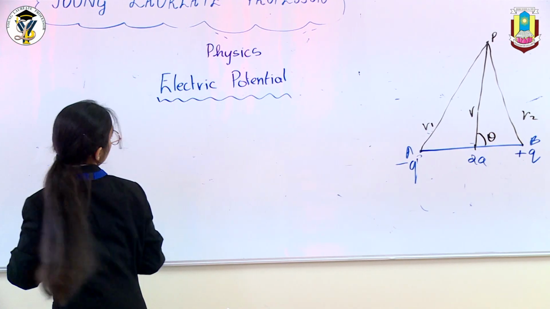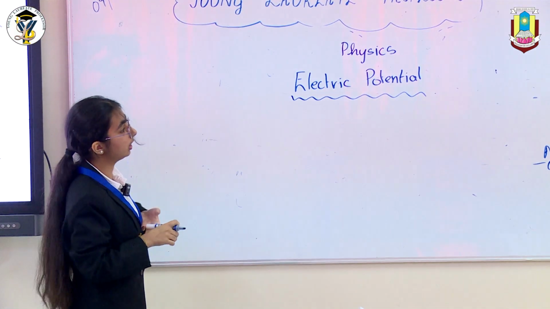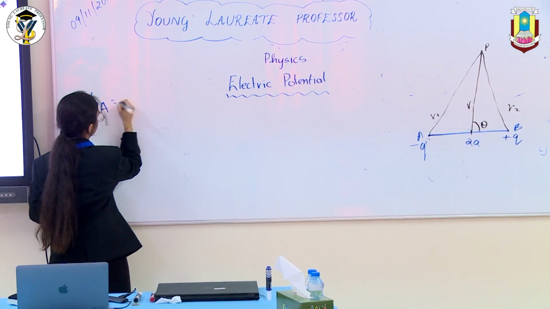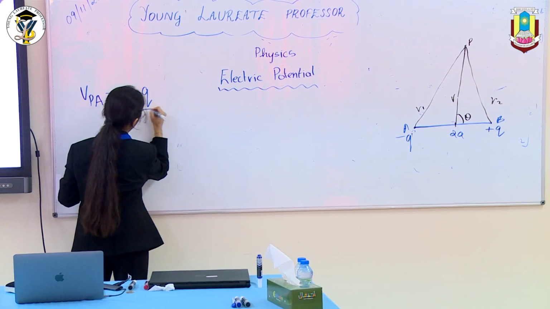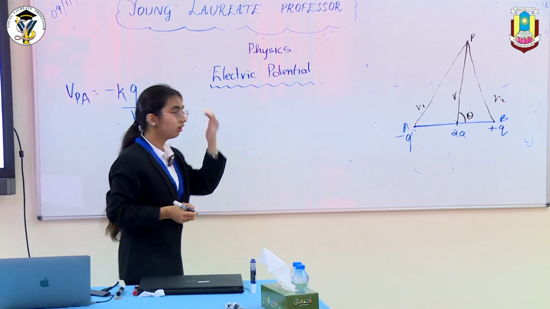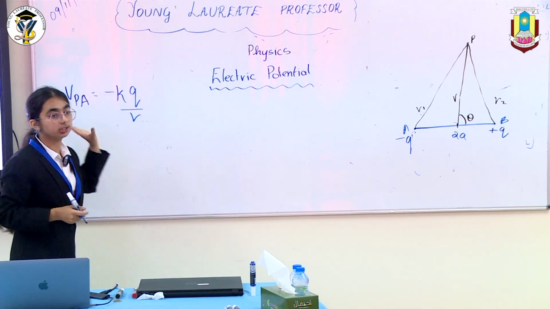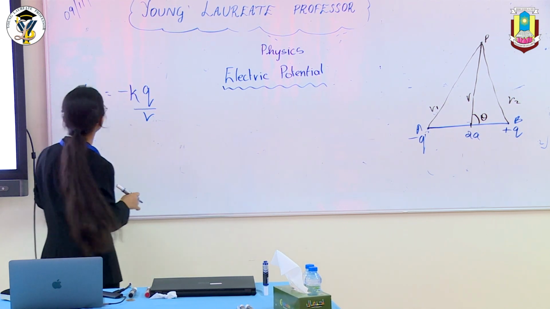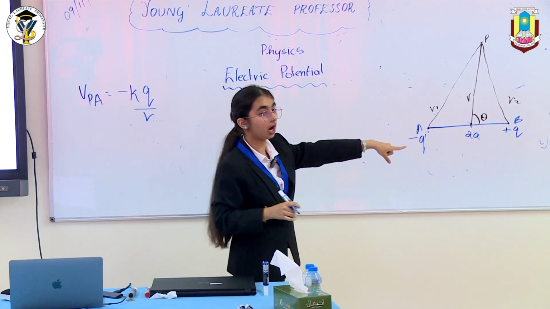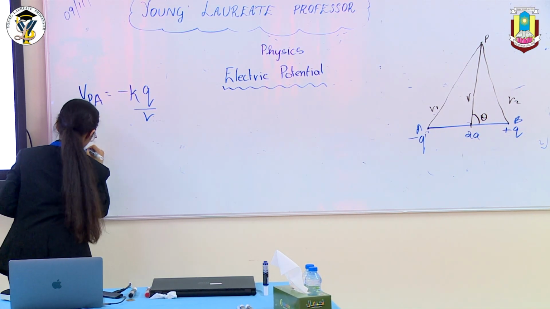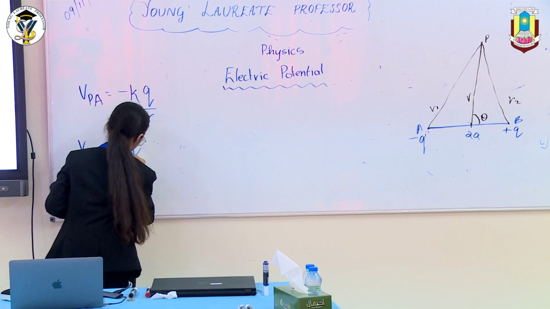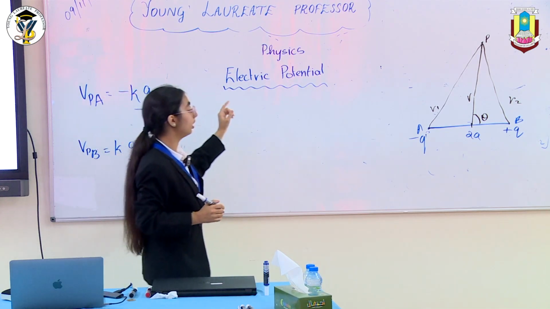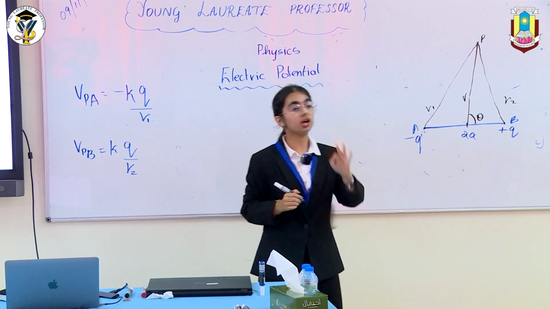Now, let us take the electric potential at P due to the source charge A, which we can write as VPA equals minus KQ by R1. Now, you might be wondering, why did we take a sign? We took the sign because electric potential is a scalar quantity. We need to consider its sign. Now, electric potential at point P due to the source charge B equals KQ by R2. This is R1, this is R2. Why did we take R1 and R2? Because R is the distance from the point to the source charge.